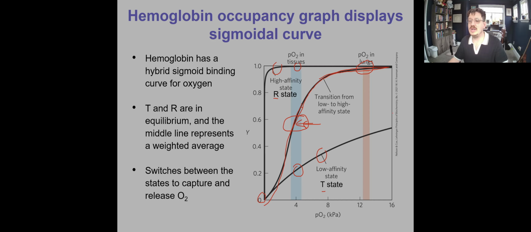Around here, it's almost all in the R state, in the equilibrium of T to R, up there in the lungs, whereas a greater proportion of it is in the T state at the tissues, and so the weighted average of how full it is is a lower amount given by here. So it exists as both the R and T, and this line in between is the weighted average at that particular concentration of oxygen.